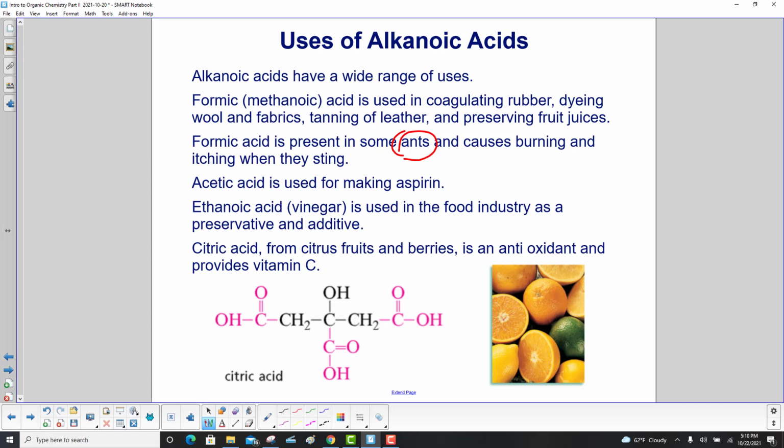Acetic acid, used for making aspirin. Ethanoic acid, otherwise known as vinegar, is used in the food industry as a preservative and additive. And finally, citric acid from citrus fruits and berries is an antioxidant and provides vitamin C.